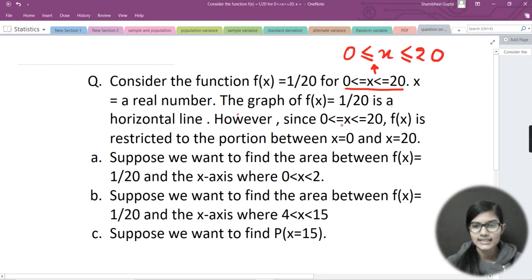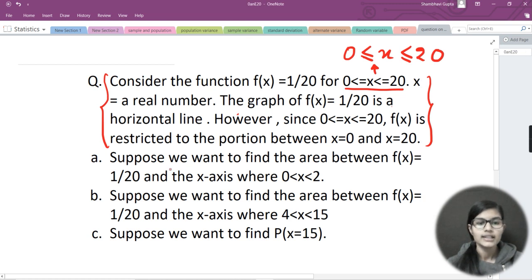However, since 0 ≤ x and x ≤ 20, f(x) is restricted to the portion between x = 0 and x = 20. So basically we have to make a horizontal line for f(x) = 1/20, and it is restricted between 0 and 20. The ending point on the x-axis is 20 and the starting point is 0. This is the question, telling us how to make a proper graph for this.